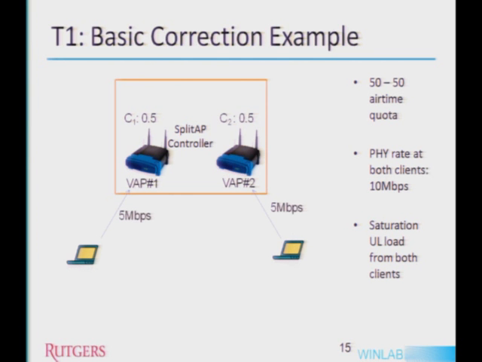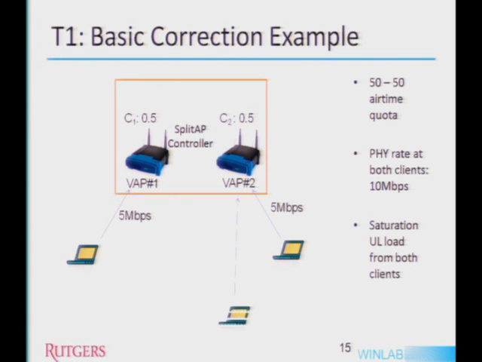So in this case, two clients connect. They get this broadcast parameter which says, okay, you can have half the total airtime at which you can transmit. So they figure out, okay, my physical layer rate is 10 Mbps, so I can transmit at 5 Mbps so that I only occupy half the total airtime. So this works out okay.